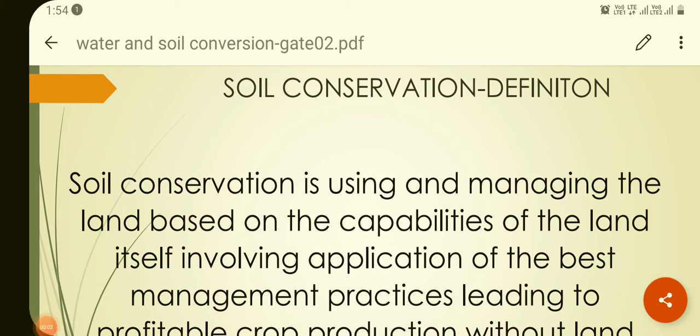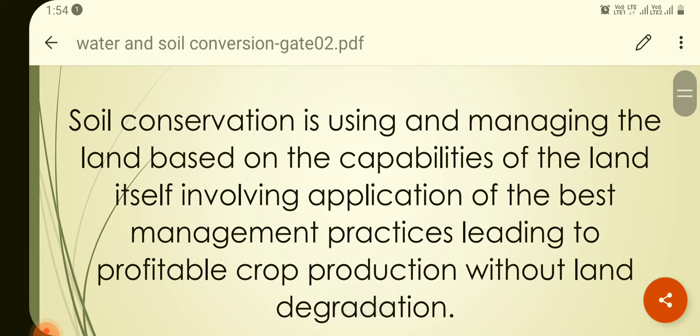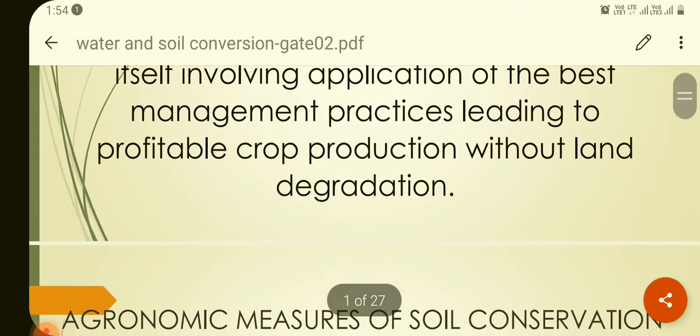So today we are going to see about the water and soil conservation techniques. Soil conservation is using and managing the land based on the capacities of the land itself, involving application of the best management practices leading to profitable crop production without land degradation.